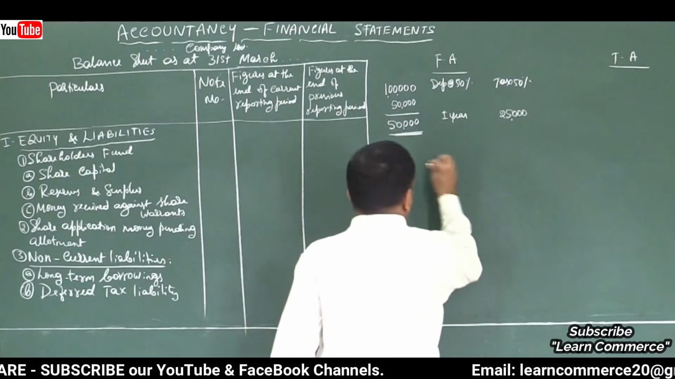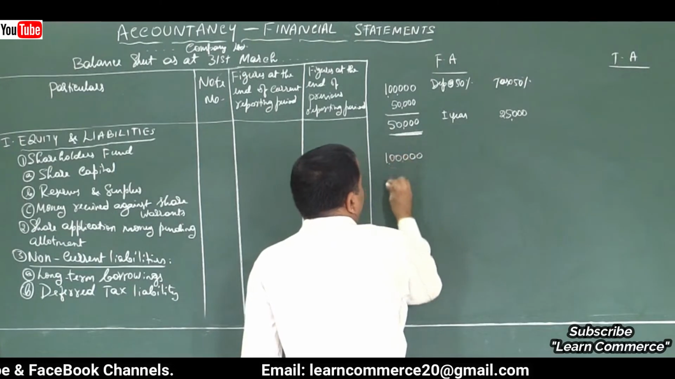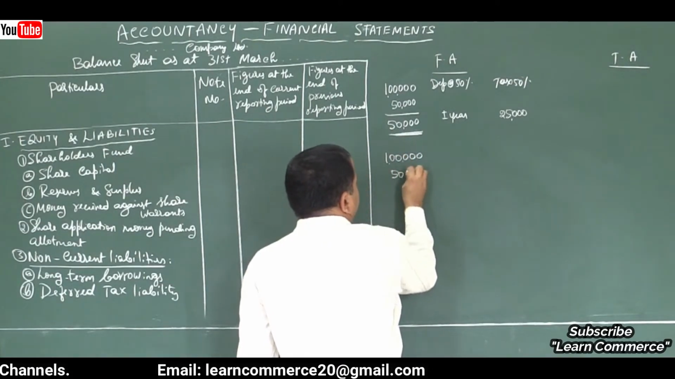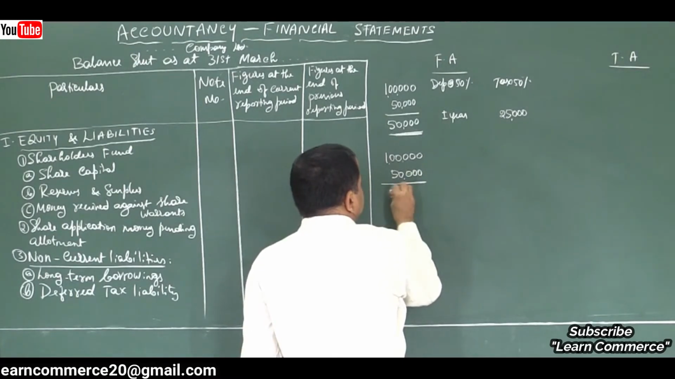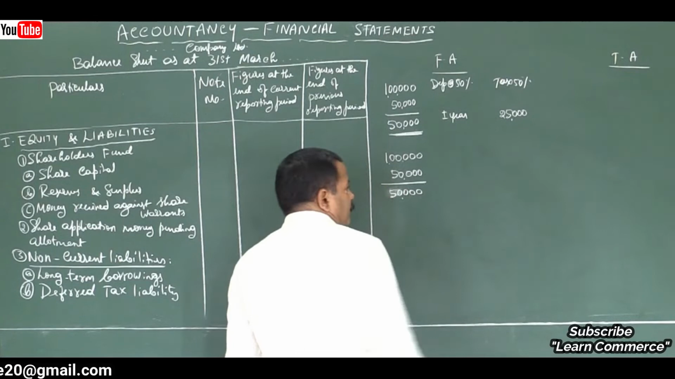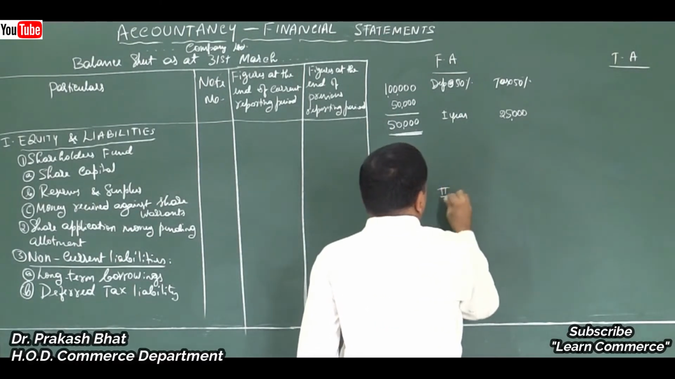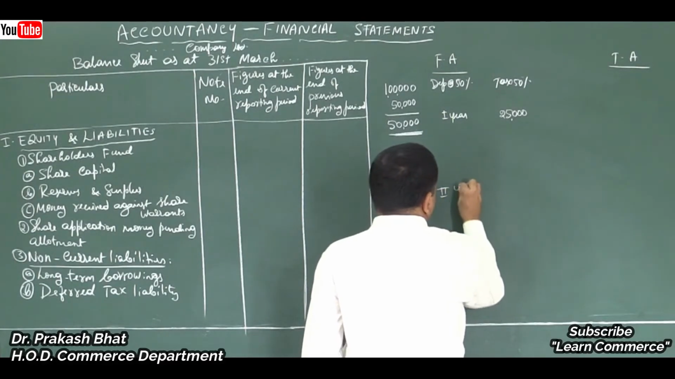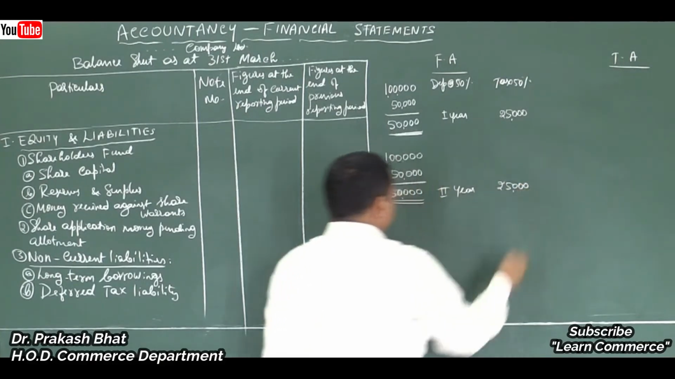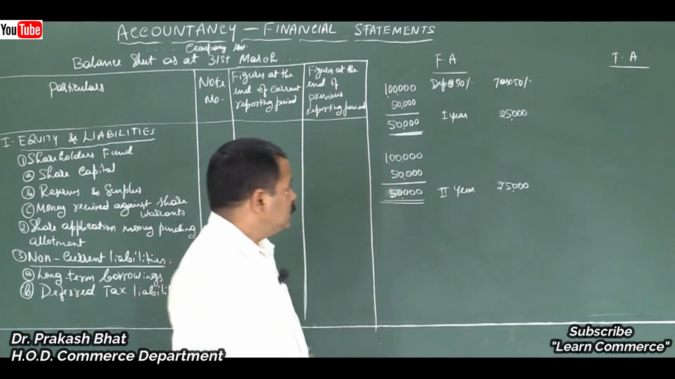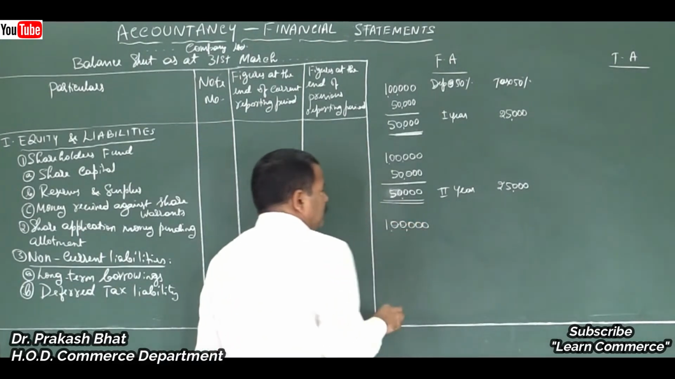Second year, again the same situation. 1 lakh is the value of the asset bought. We are charging depreciation at 50%. Revenue is 50,000, correct. During the second year, the tax rate will again be 50%. Second year tax will be 25,000, which is 50% of 50,000, right?